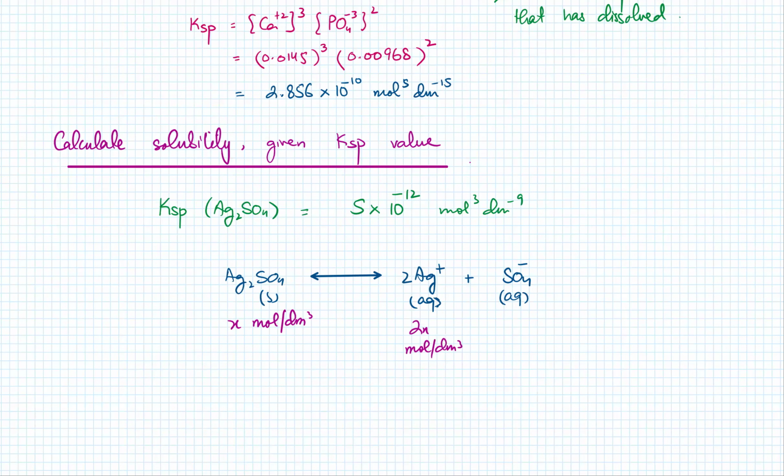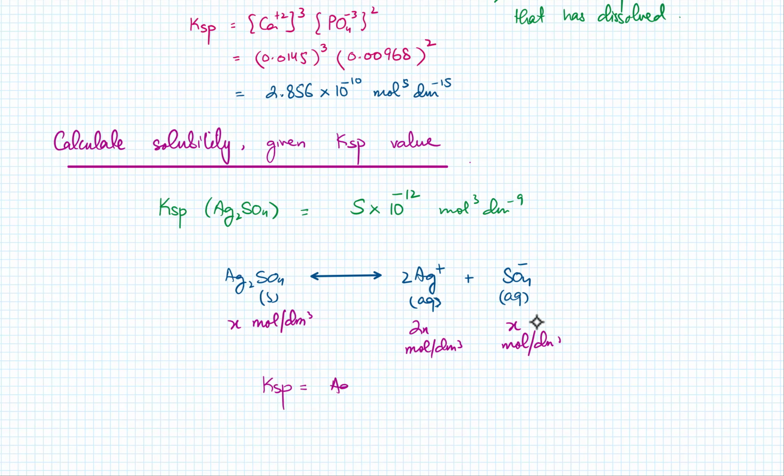And the concentration of sulfate ions would be X mole per dm cube. 1:1, right? So if X mole per dm cube of silver sulfate dissolves, you're going to get 2x silver ions and you're going to get 1x sulfate ions. So I can now write the Ksp expression in terms of X.